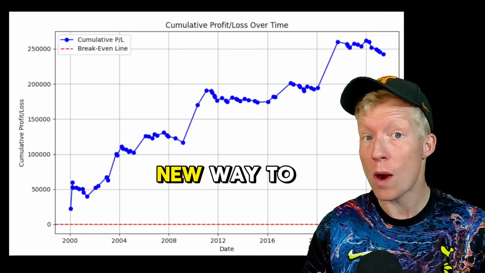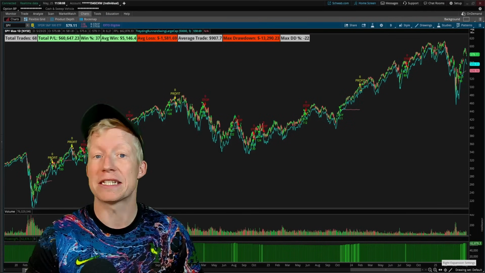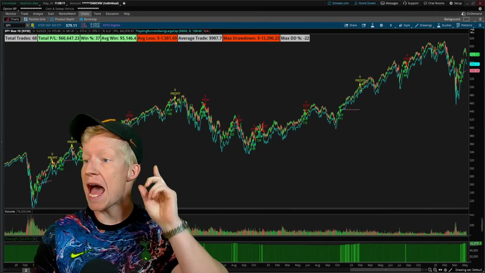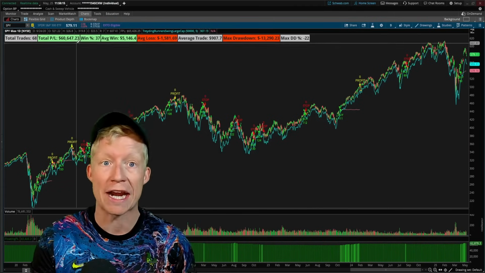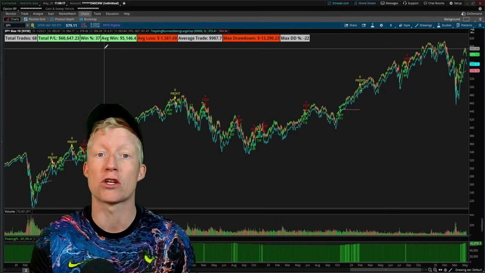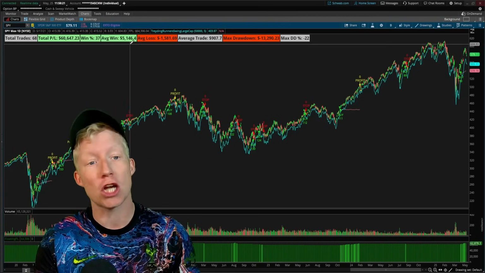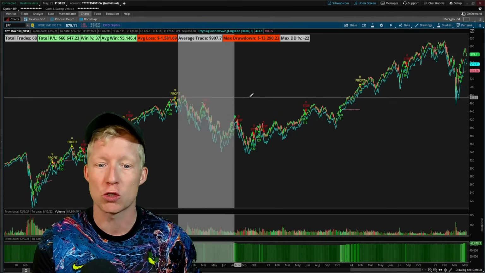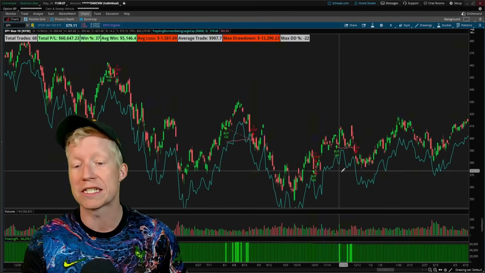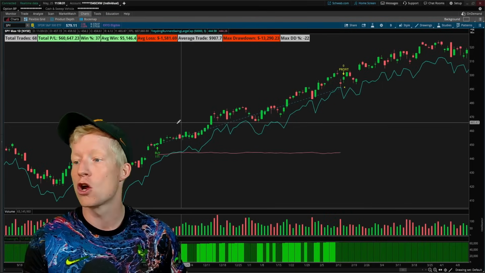I've discovered a new way to make a lot of money in the stock market. This is my continuation trading strategy. As you can see from the statistics in the top left, it is a profitable strategy. However, it only trades on a 37% win percentage. This strategy targets a much higher average win versus average loss. You want to get out of your losing trades quickly, whereas you want to let your winning trades run.